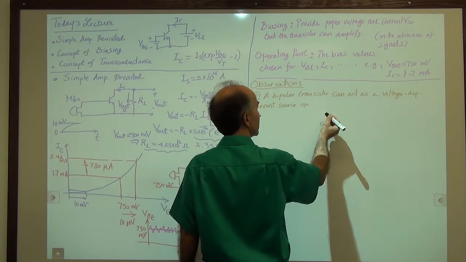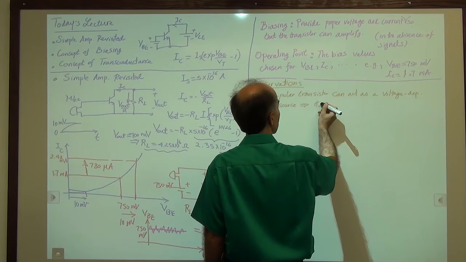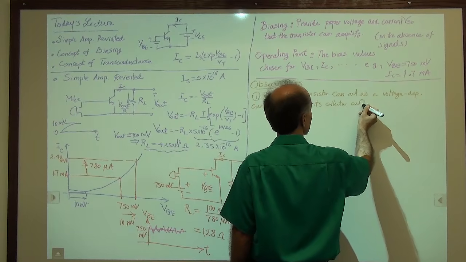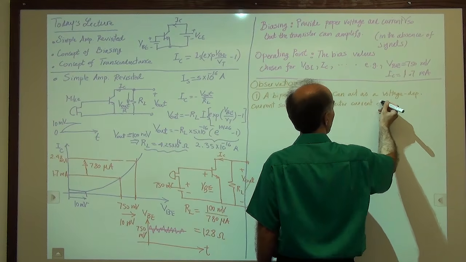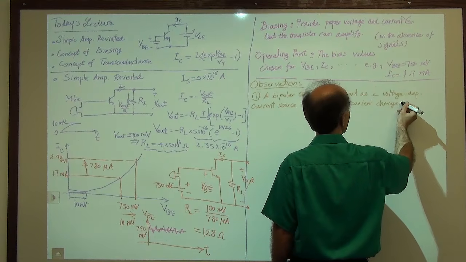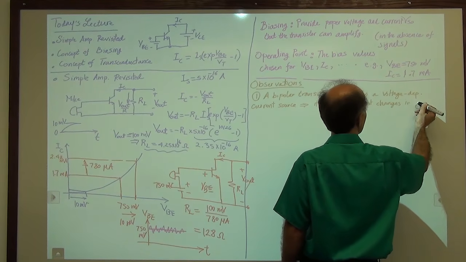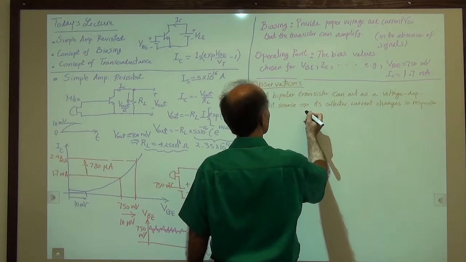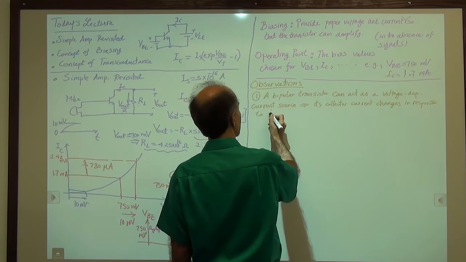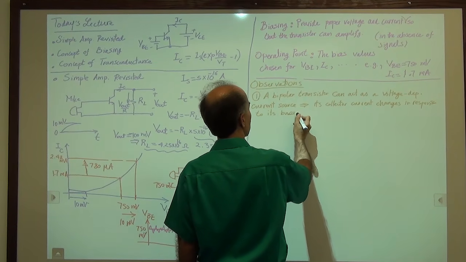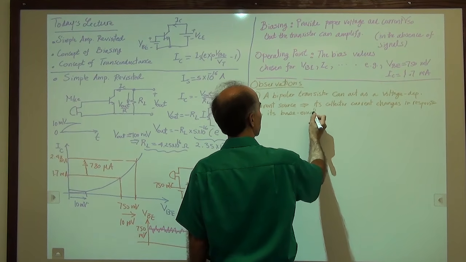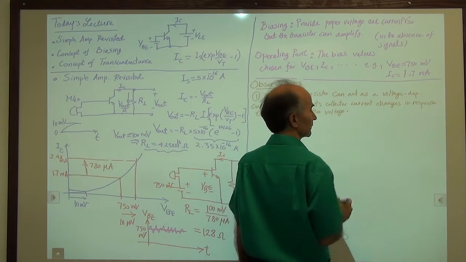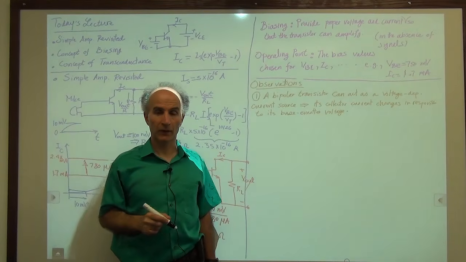So that means its collector current changes in response to its base emitter voltage. Okay, so that's what we have learned so far.